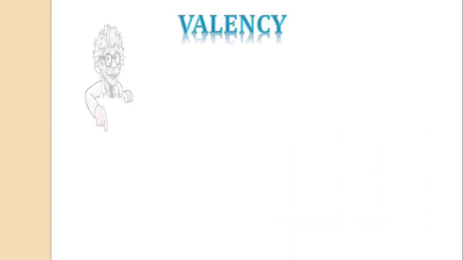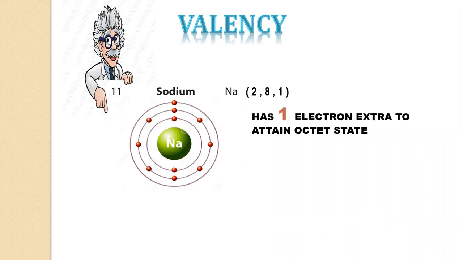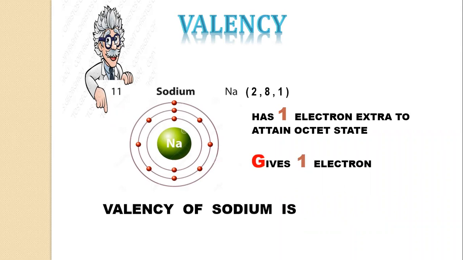So valency, as I was saying, of sodium, electronic configuration 2, 8, 1. So it has one electron in its outermost orbit. So sodium would rather give one electron and complete its octet state. And that is why sodium gives one electron and its valency is 1, giving of electrons. So the number of electrons that were given is the valency of sodium.